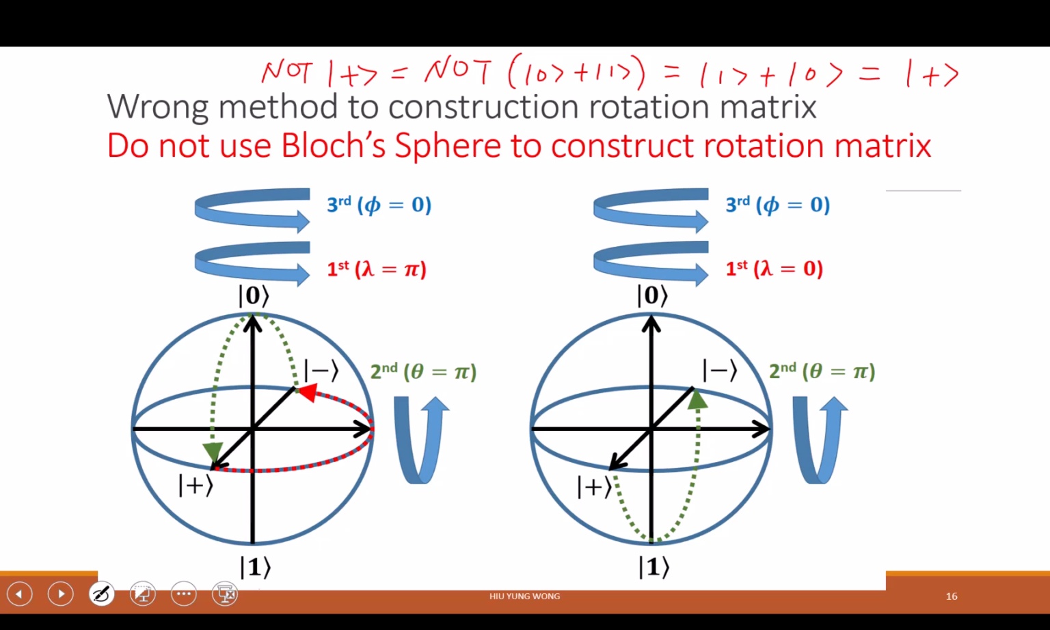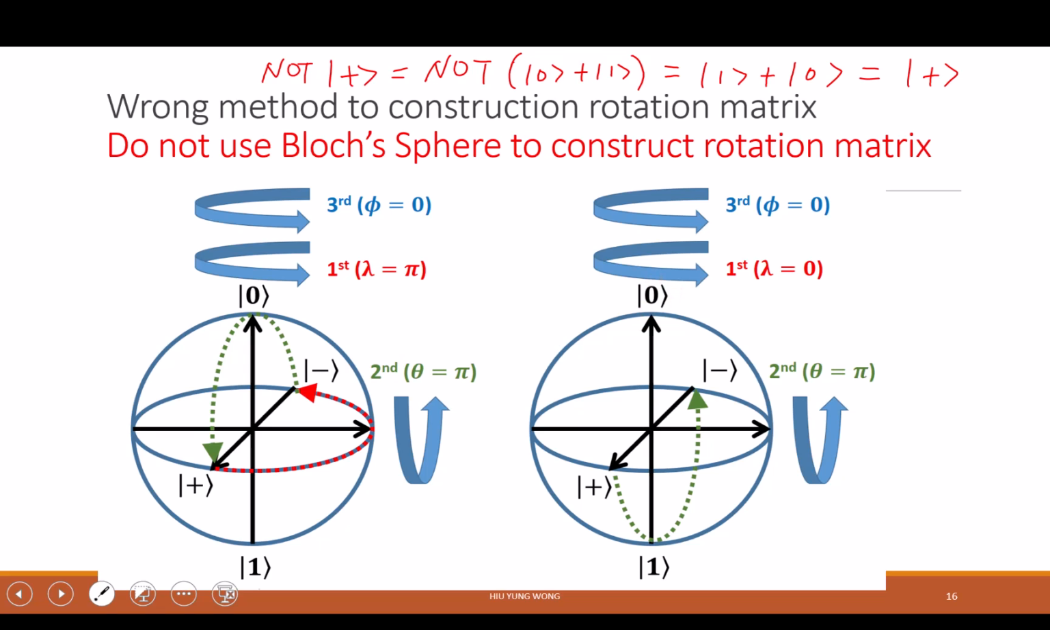Now, if I look at this, if I only say this is the NOT gate, what does it do? It actually brings me to the plus, correct? Now, if I use the real one, the first thing here, NOT gate, rotate by how much? Pi, lambda. So it brings me to minus. And then the second rotation, theta by pi, brings me back to plus. The third rotation does nothing, plus. This is correct.